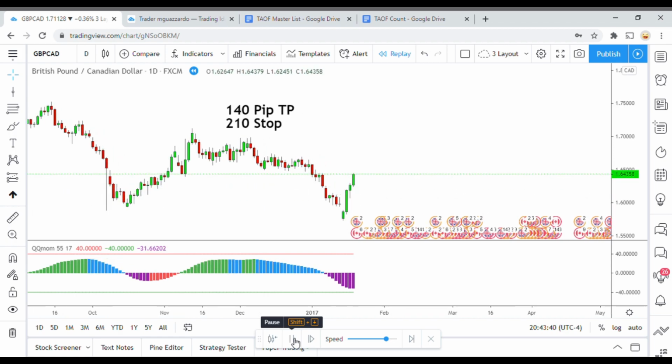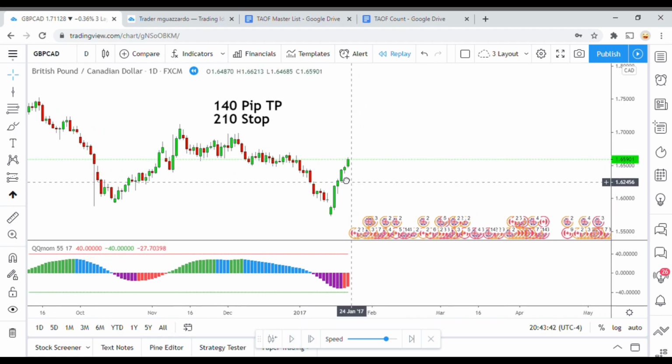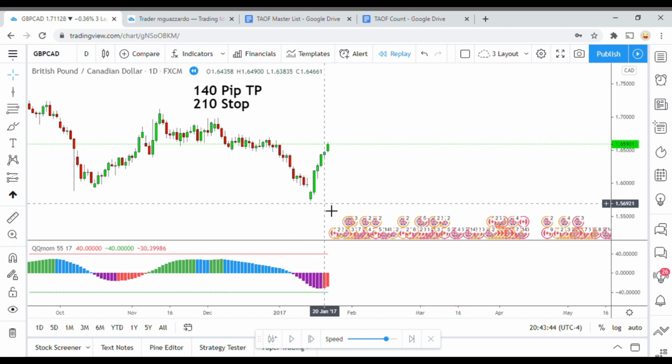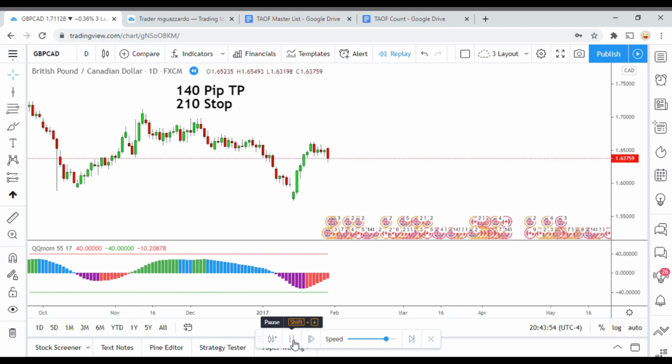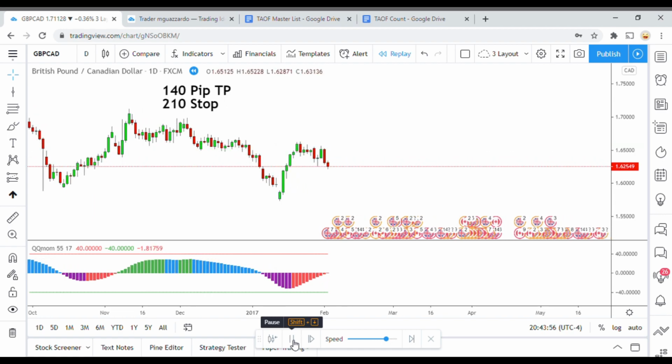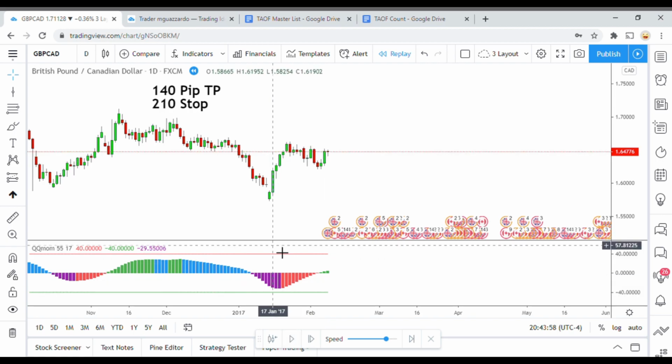All right, we're in the purple. We are moving down and we switch over to red right here on this candle. It's a little early to tell what exactly it's going to do, so let's play it forward a little bit.